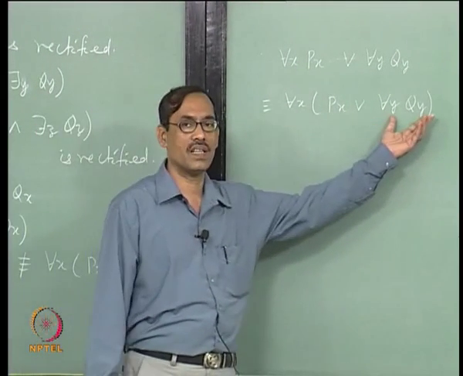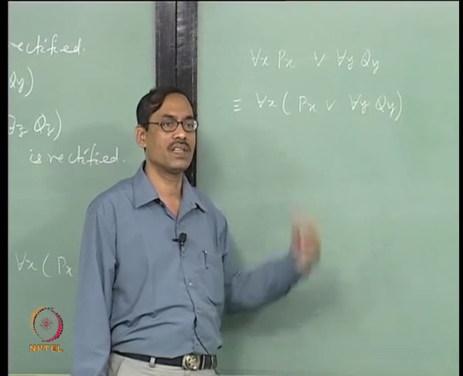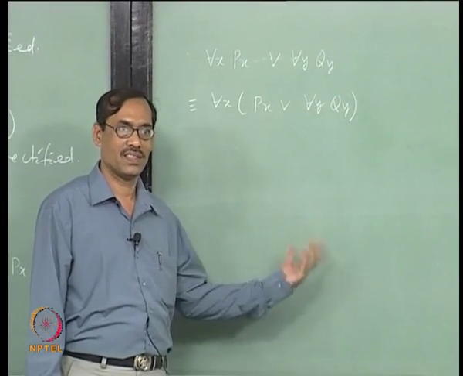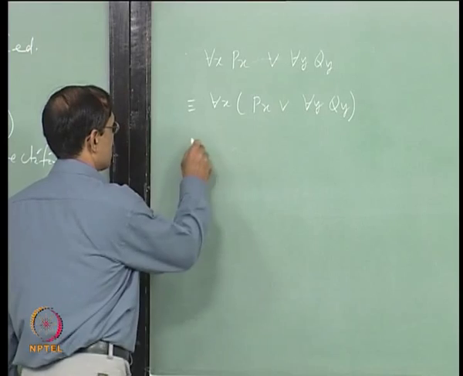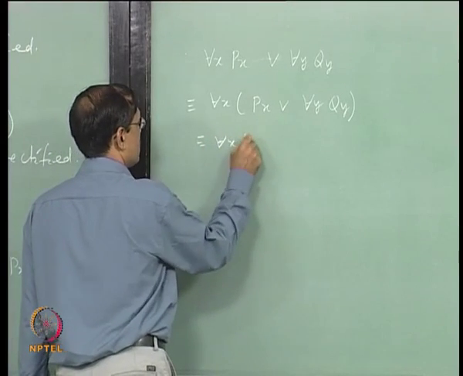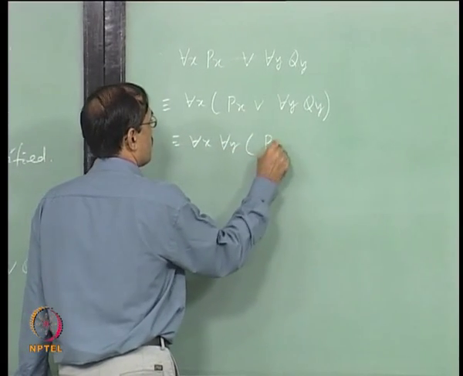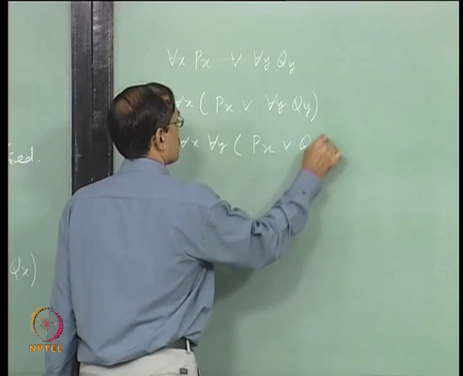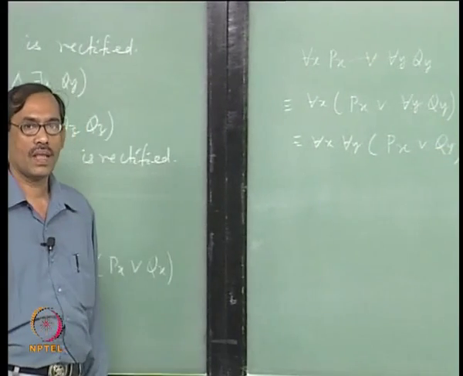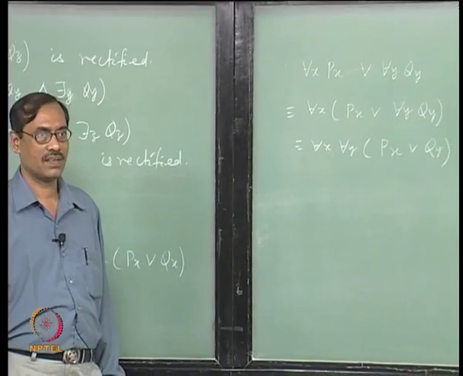Because x does not occur there, whatever formula I put in there does not matter if x does not occur, right. So, next what I do, I may say for each x for each y, p x or q y. So, this is the advantage of rectification.